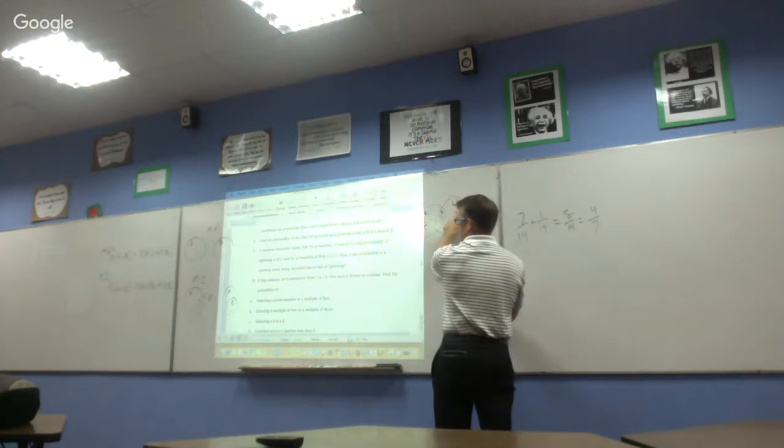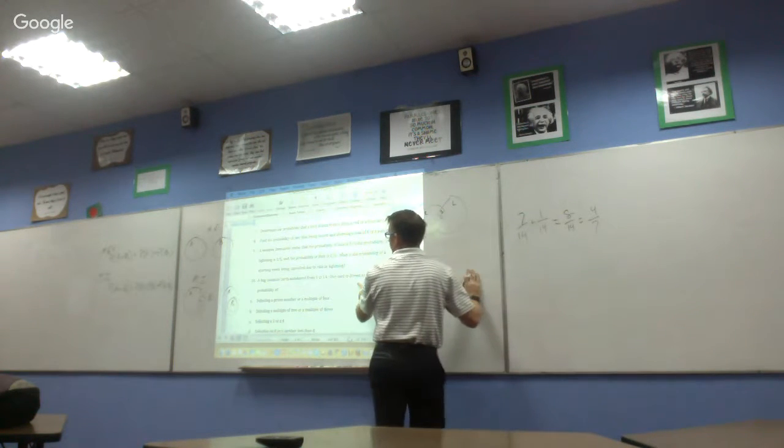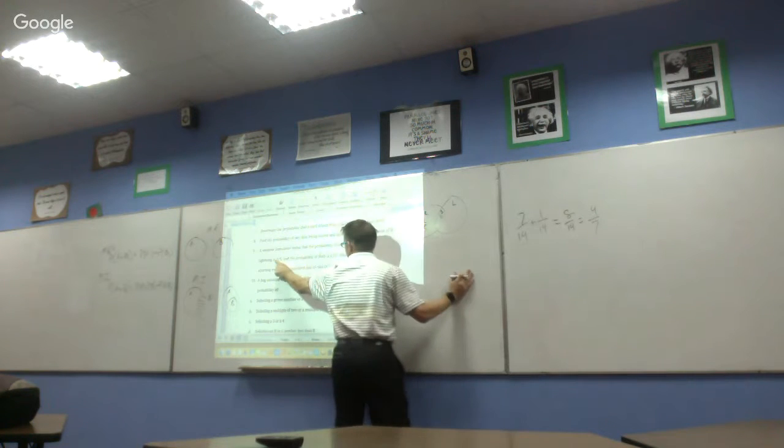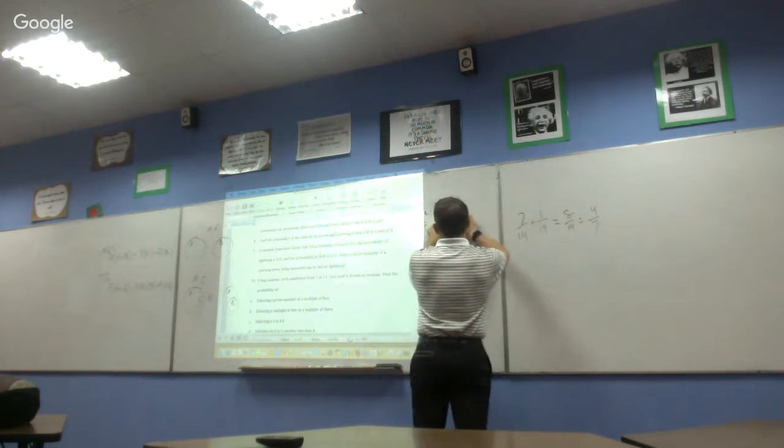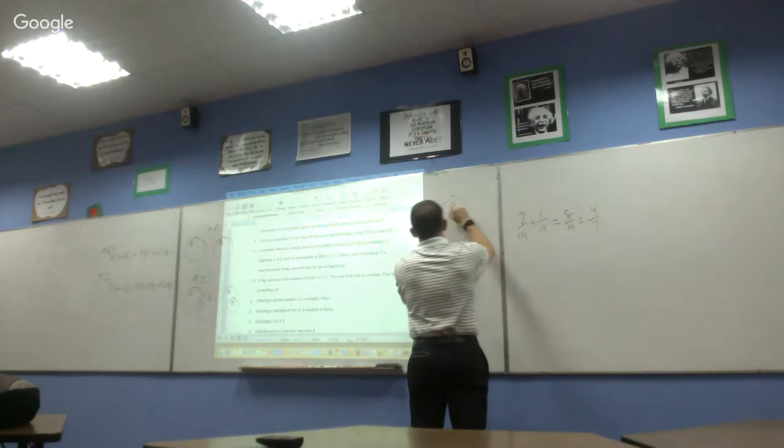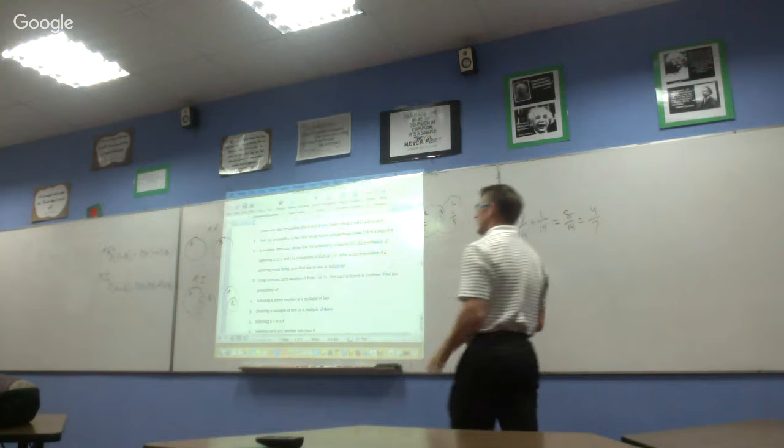Well, what about lightning? 1 out of 5. How'd you get 1 out of 5? Because there's 2 out of 5. 2 out of 5 is lightning. Well, that includes this, so that's 2 and the whole thing. If one of them is an overlap, then this has got to be 1 out of 5 out there.